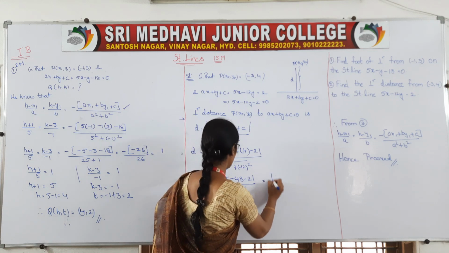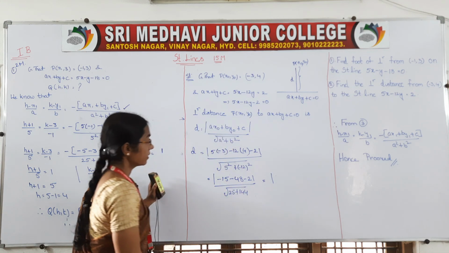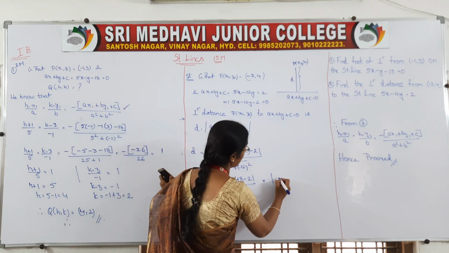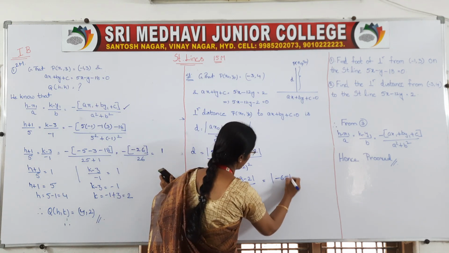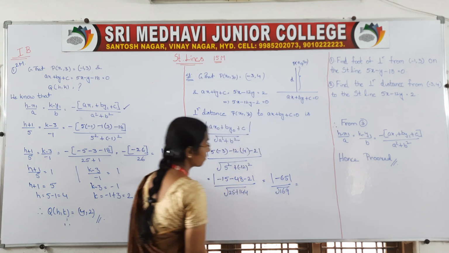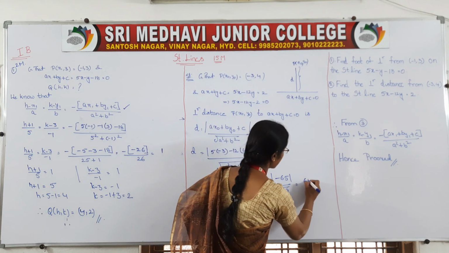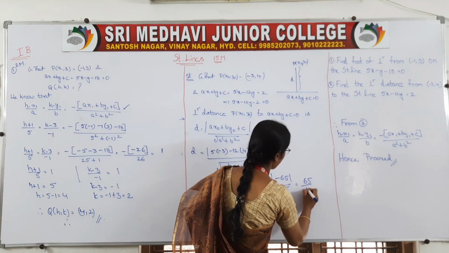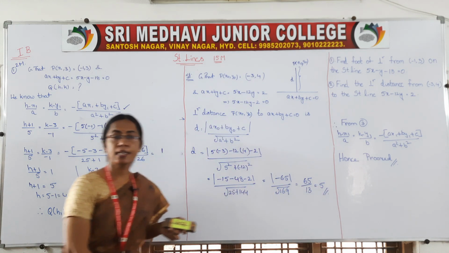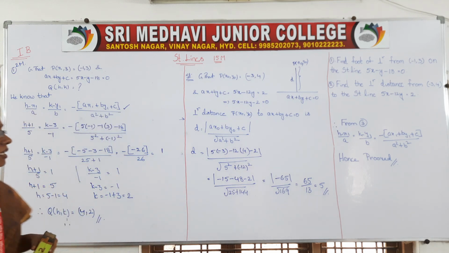144 is equal to how much? This is 48 to 50, 50, 15, that is minus 65 by root 169, is equal to minus of minus, plus 65 by 13, is equal to 5. This is the answer.